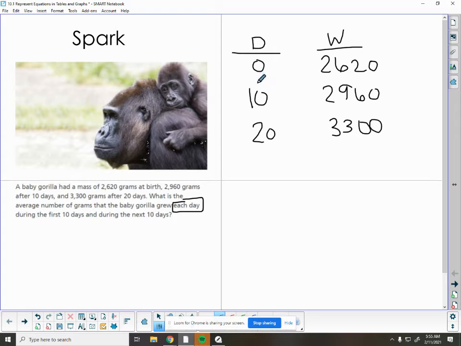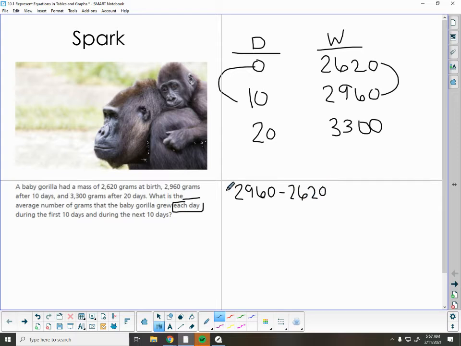So on day 1, how much would it be, on day 2? Let's start and see how much it grew in these 10 days. We're going to take what it weighed on day 10, 2,960, and subtract what it weighed on day 0. So here we have our weight, and on the bottom we're going to put the days. I'm going to subtract the same way here, matching up day 10 and day 0, so we can see how many days it took to grow this much.